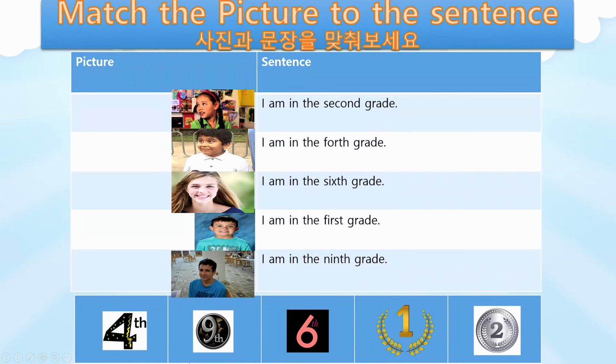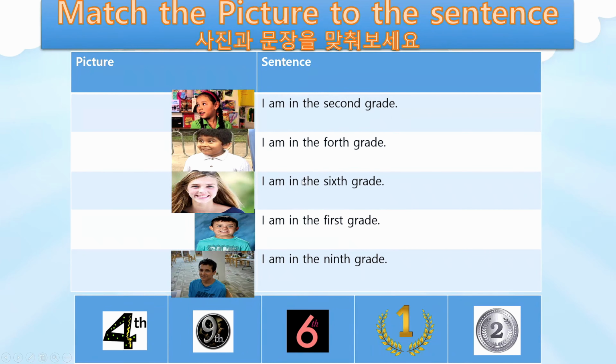Okay, so we have 4, 9, 6, one and two. Okay. Let's see what we have to do here. Match the picture to the sentence. So, this is four, but there's a th there, so it's fourth. Fourth. Okay. Where does it go there?